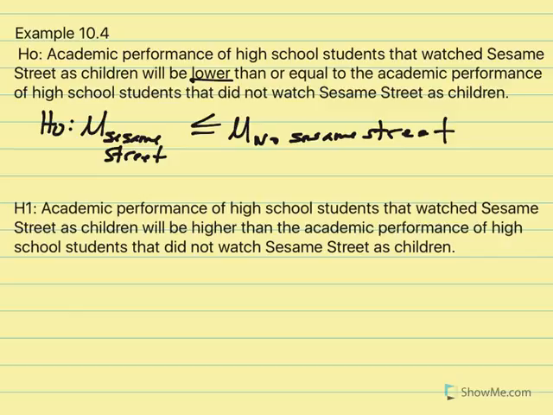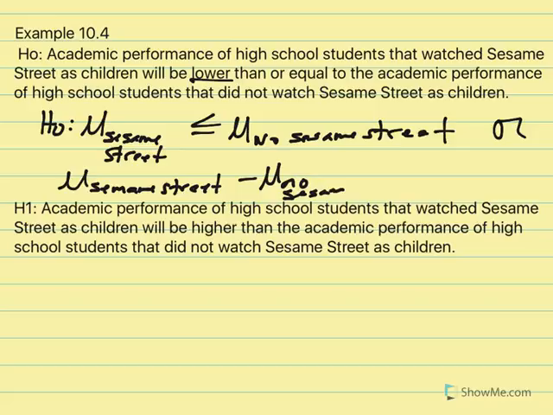So again, it's less than or equal to, or it could be written in this way. We could say the mu of Sesame Street watchers minus the mu of those that did not know Sesame Street is less than or equal to 0. So if we take this mean and subtract that mean, first we would anticipate it is equal to 0 because there's no difference. They're the same.